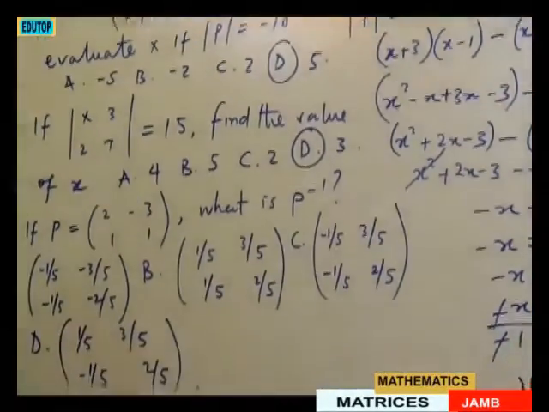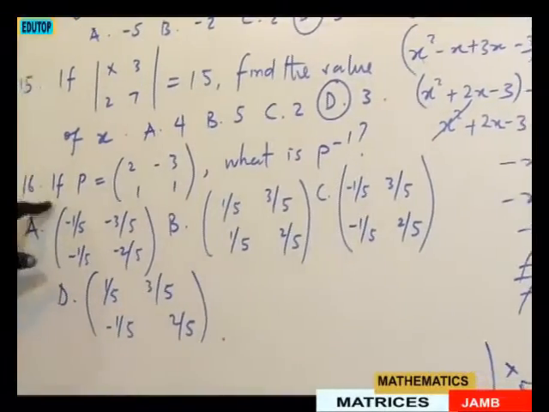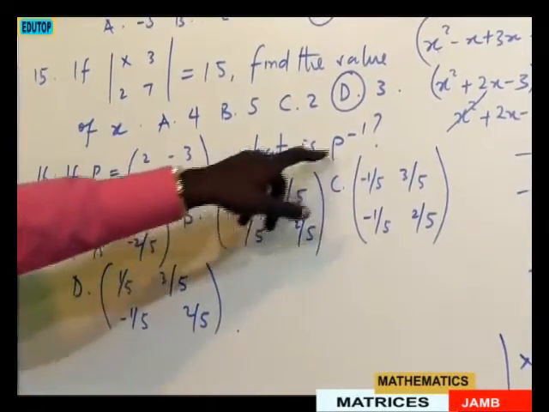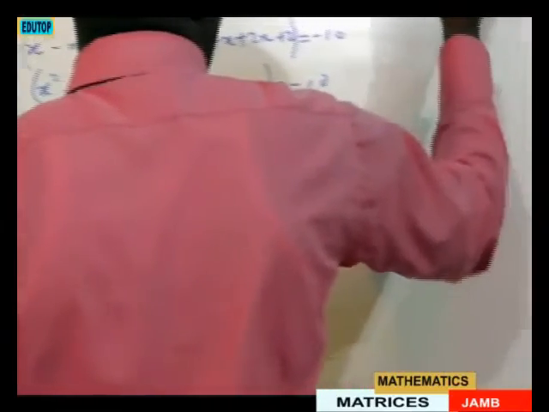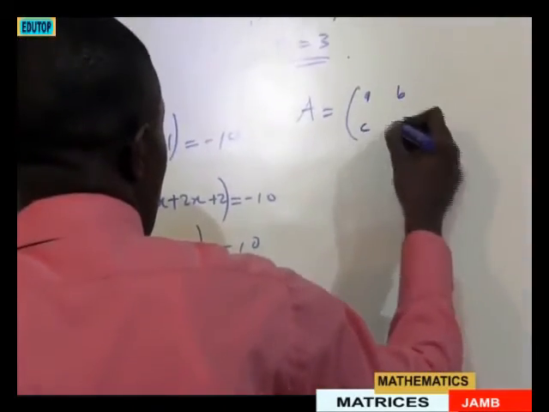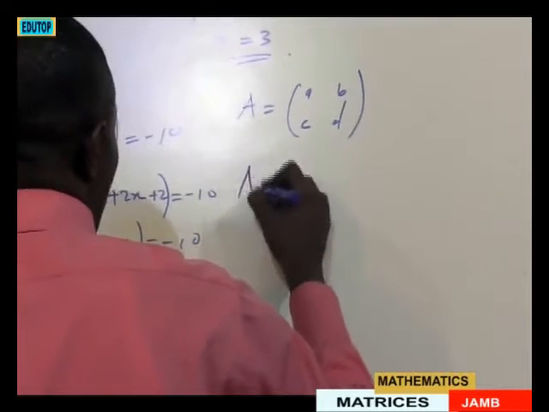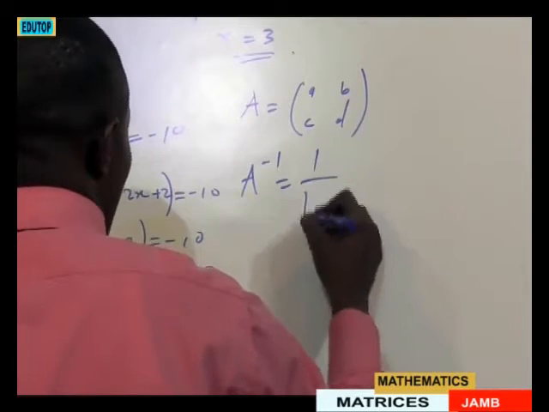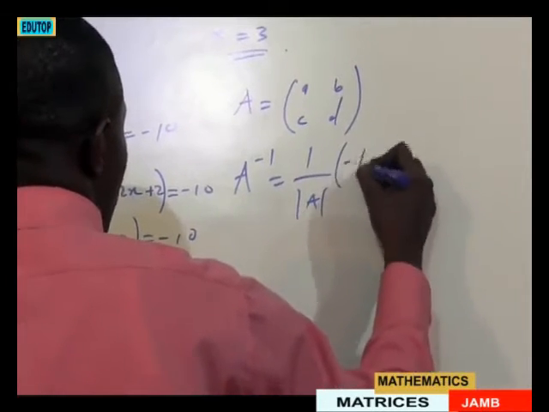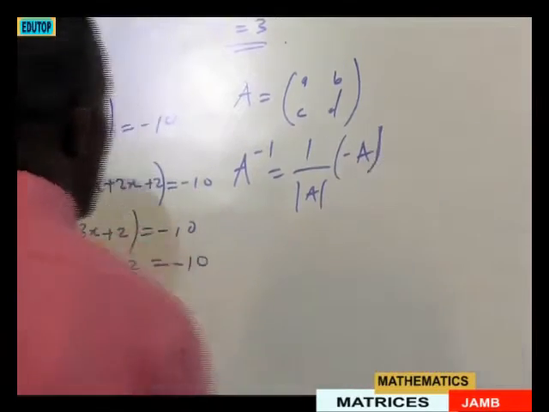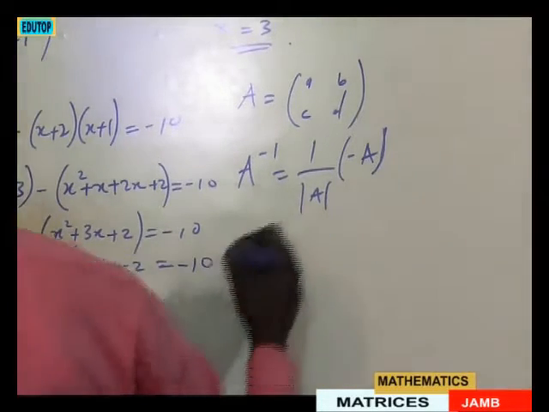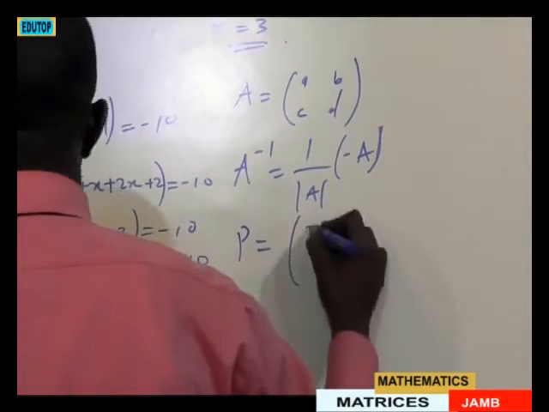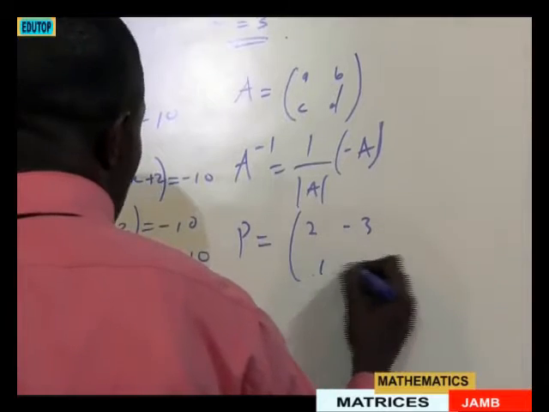Then the 16th question says that if P is this, what is P raised to power minus 1? That's P inverse. So we have to calculate that. If a matrix A equals A, B, C, D is given, then our A inverse will definitely be 1 over the determinant of A multiplied by D, minus B, minus C, A. So in that situation, we now have our P to be 2, minus 3, 1, 1.